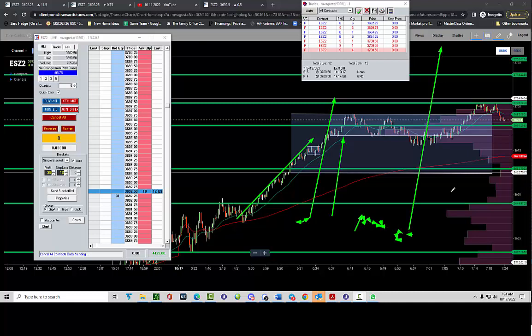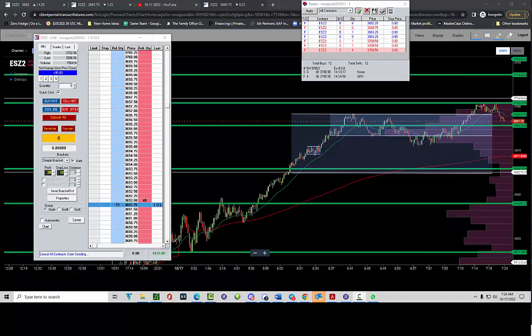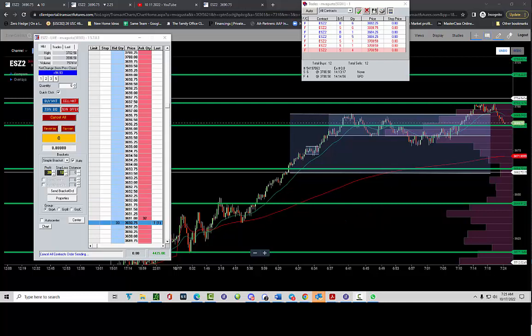I want it to do this right after I get in, or very soon after I get in, or at the very least, I don't want it to get more than 3 ticks against me. So if I get in here, I want it to go, and that's exactly what this one did.